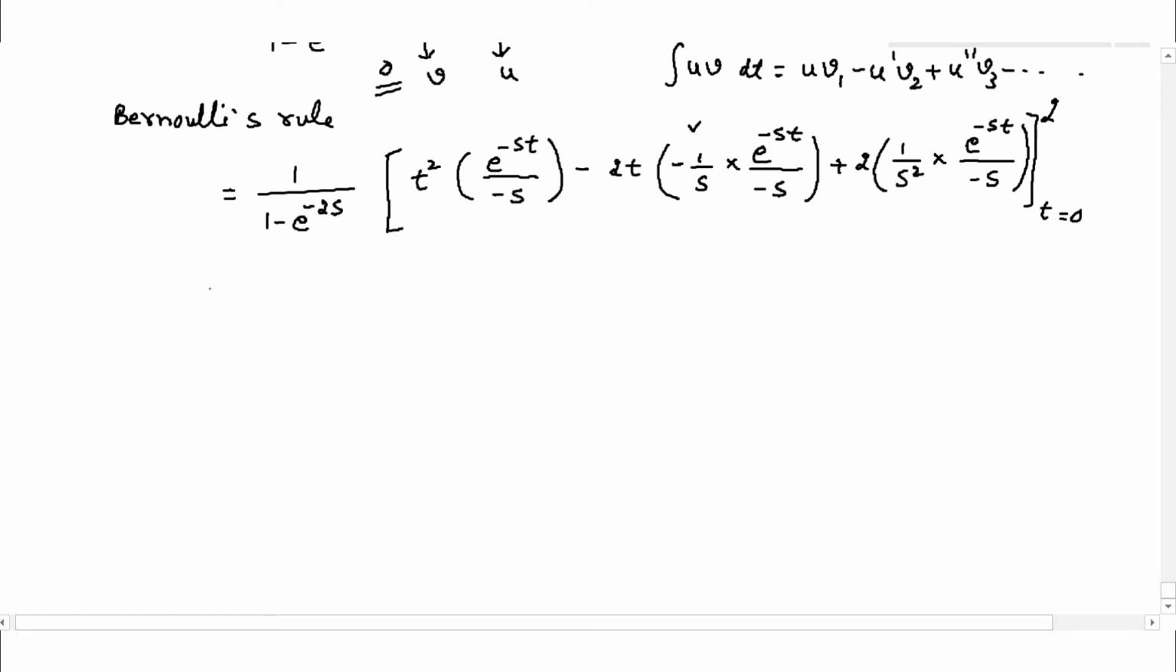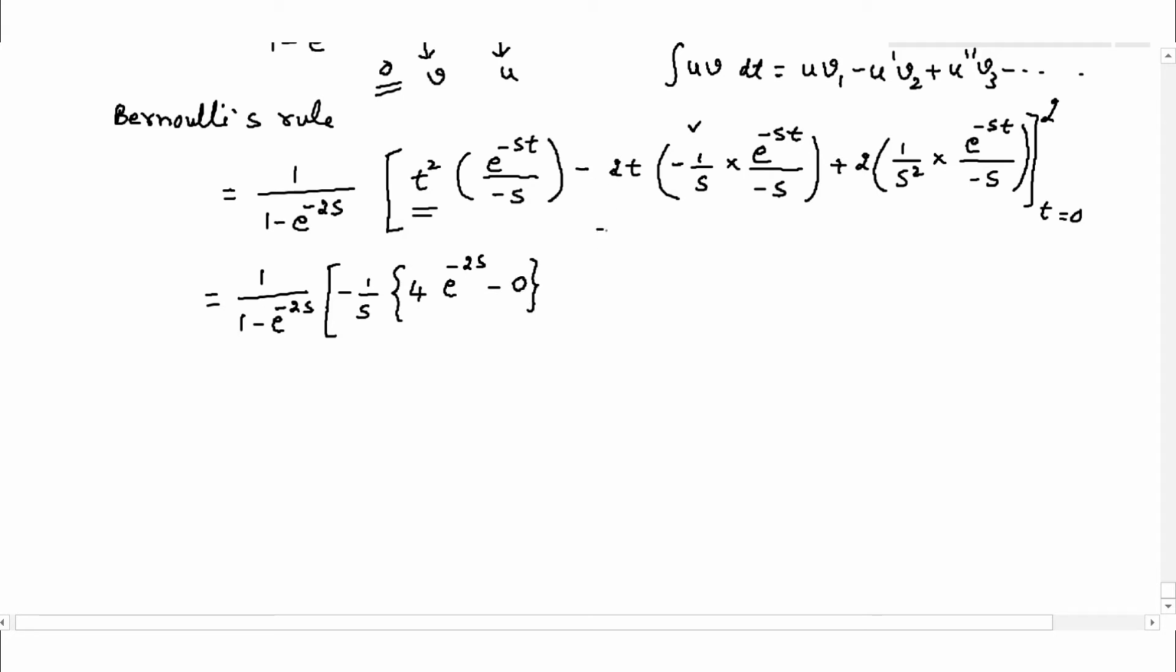Let's apply the upper and lower limit values over here. 1 by 1 minus e power of minus of 2s as it is, I will take the common value minus 1 by s, apply the upper limit value for t to be 2. So 2 square will become 4 in the first term, and it is e power of minus 2s, minus the lower limit value for this t square, t equals 0. 0 into anything will become 0 itself. That's the first term. Now move on to the next term.